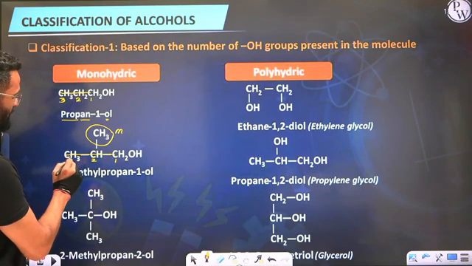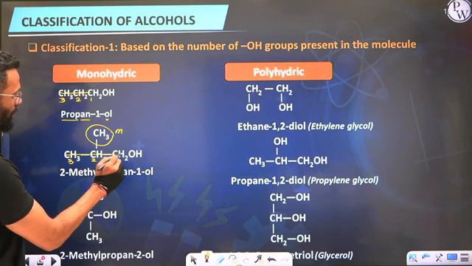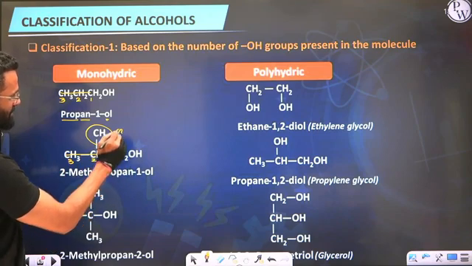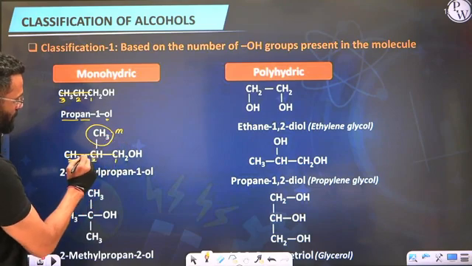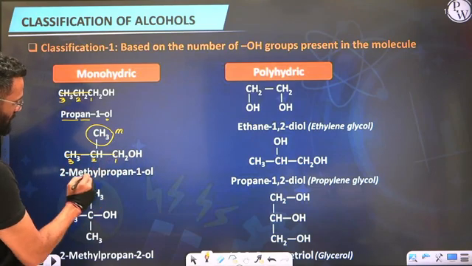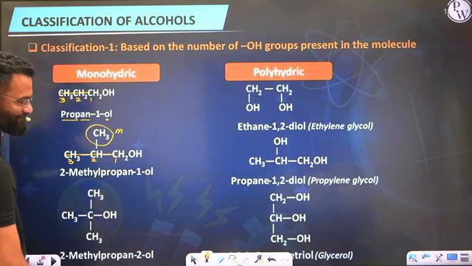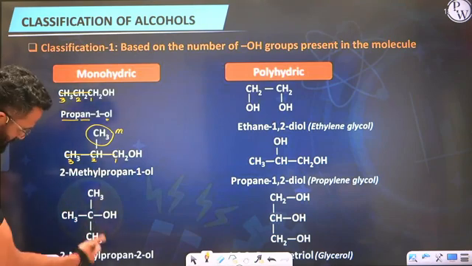So parent is again propan-1-ol. But other than that, there is a methyl substituent at carbon number 2. So you will say 2-methyl propan-1-ol. 2-methyl propan-1-ol. That's the correct IUPAC name.